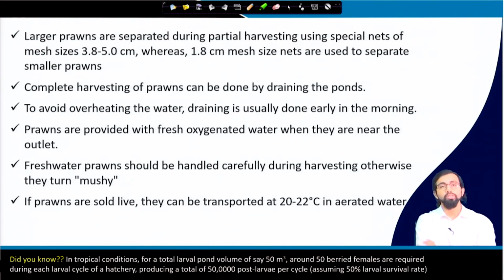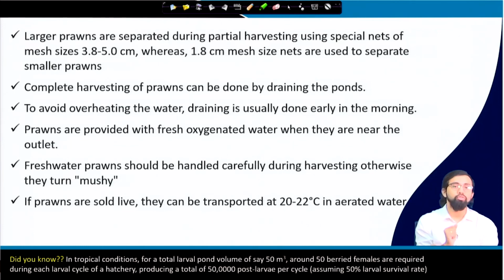The larger prawns are separated during the partial harvesting using special nets with a mesh size of around 3.8 to 5 centimeter, whereas 1.8 centimeter mesh size nets are used to separate the smaller prawns. Complete harvesting of prawns can be done by draining the pond. So once you know that the complete mature stage has been attained by all the prawns, you completely drain the pond and you collect all the prawns.